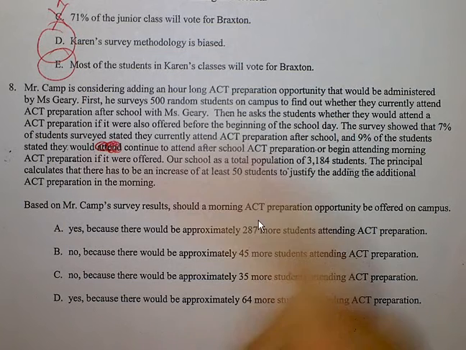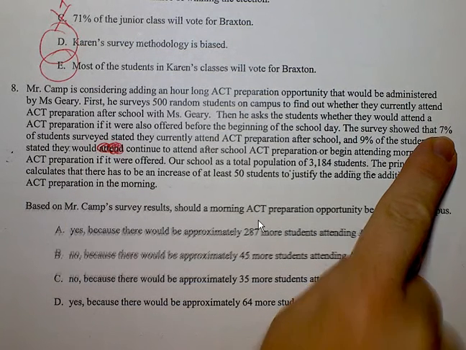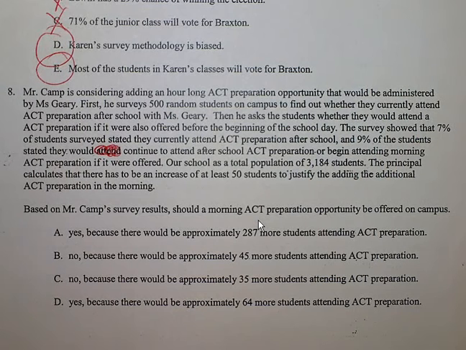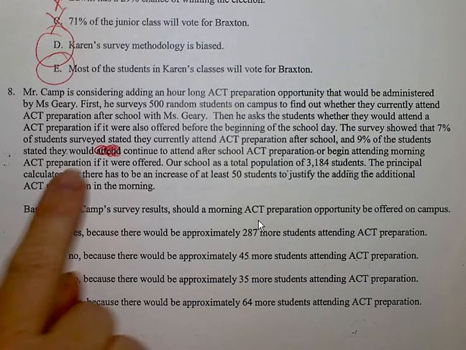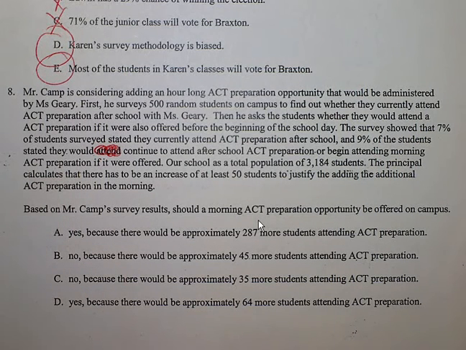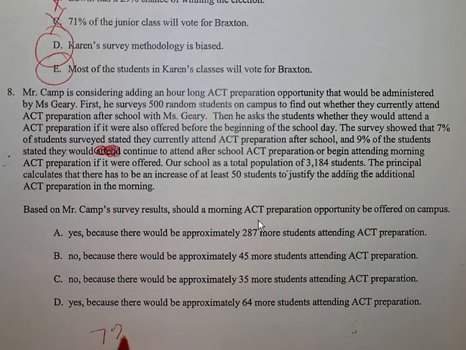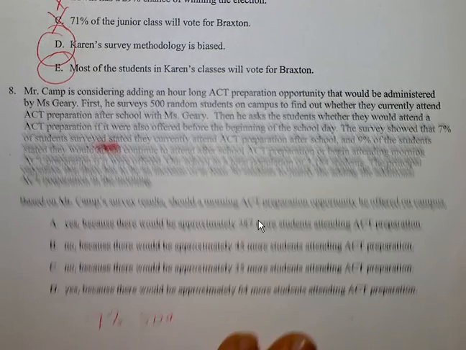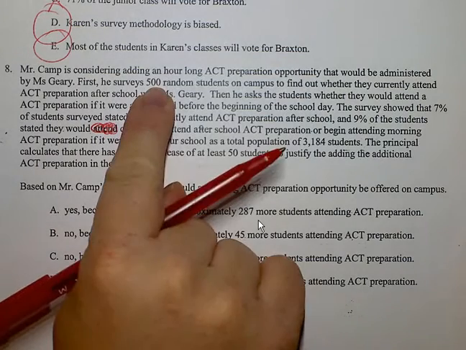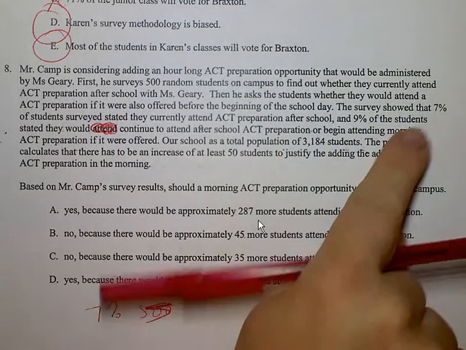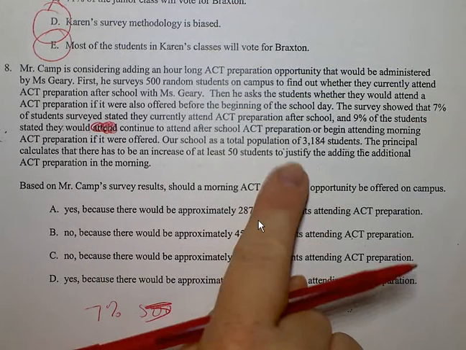And 7% said, yep, I currently attend. And then he asked the second question to those same students, and he said, would you continue attending? Or if you're not currently attending, if I offered a morning session, would you attend? And 9% then answered yes to, I am currently attending, or I would begin attending if a morning session was offered. So, yes, the same students. We know 7% of the 500 said yes. And we know this is a good representation of the entire population. So we can assume this percentage would also be pretty accurate of the entire population.